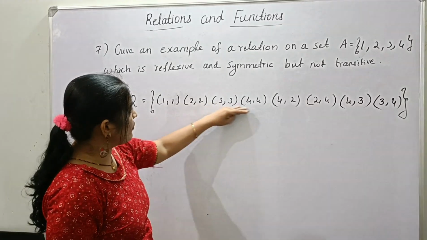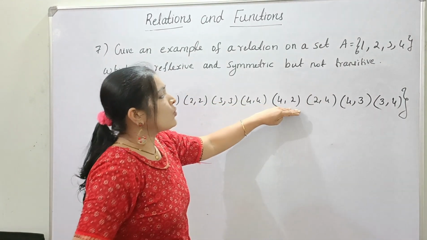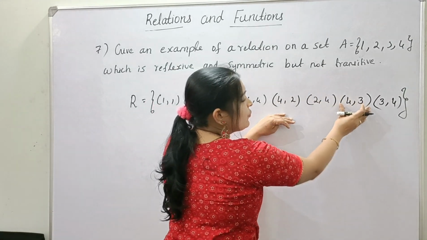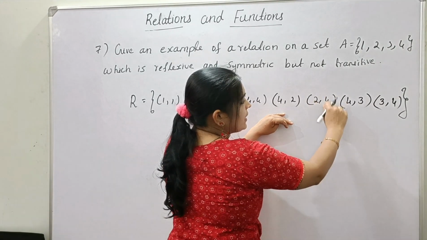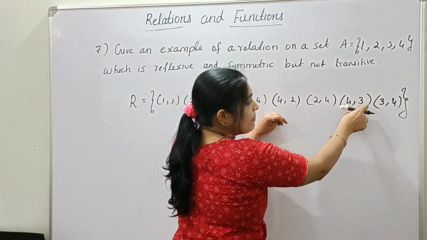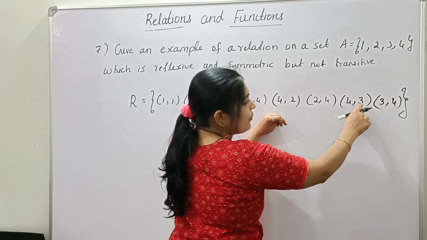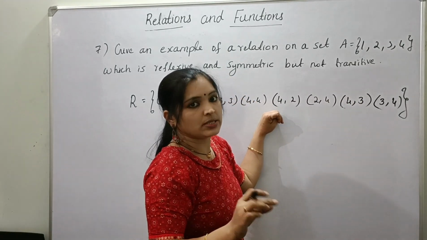Because for reflexive, (1, 1), (2, 2), (3, 3), (4, 4) belong to R. For symmetric, (4, 2) belongs to R and (2, 4) belongs to R. For not transitive, we write (2, 4) belongs to R, and next (4, 3) belongs to R. For symmetric, we should be careful here: if we write (4, 3), we should write (3, 4) also.